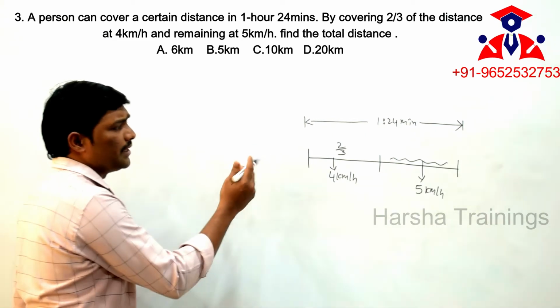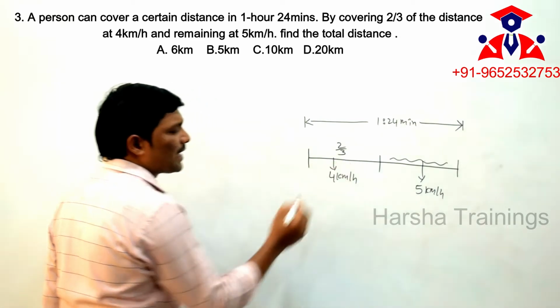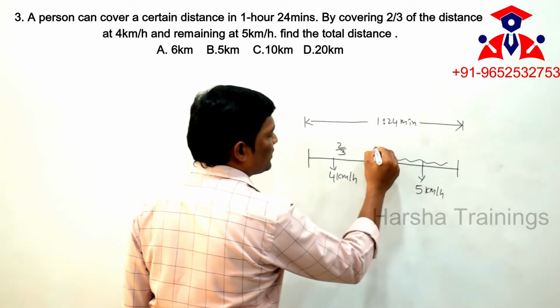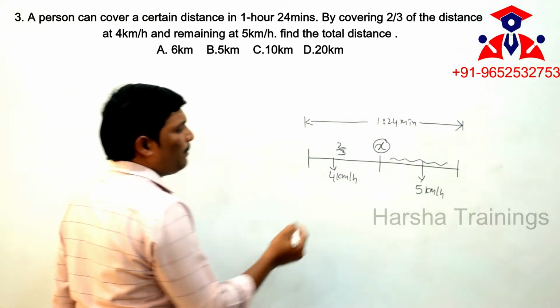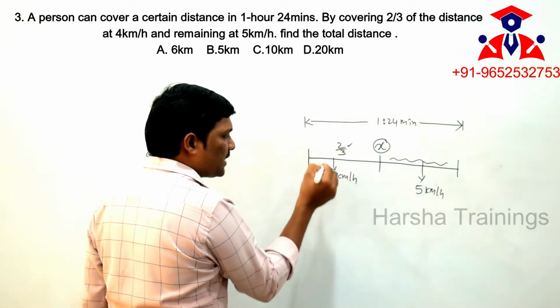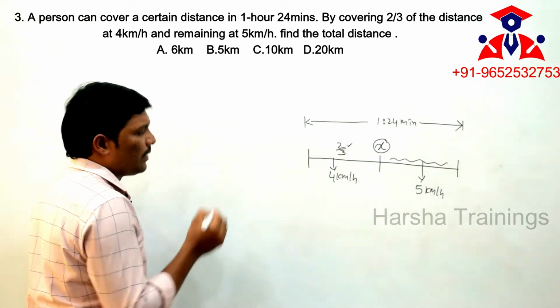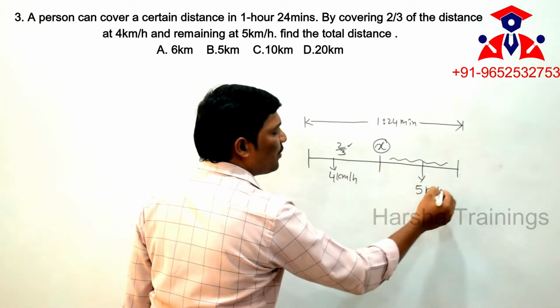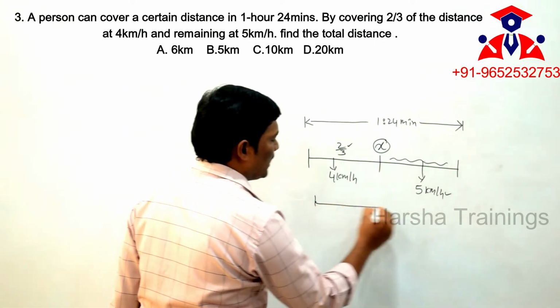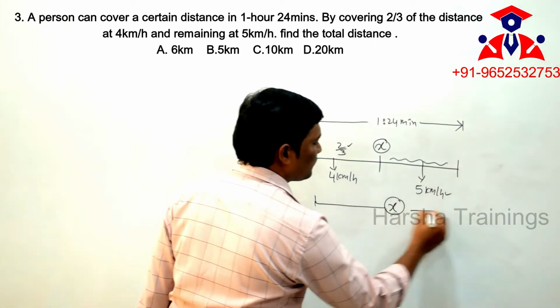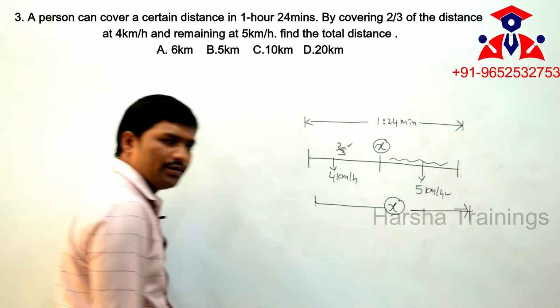Look at the diagram, guys. A person can cover a certain distance. The certain distance we don't know, so let it be x. He covers 2/3 of the distance with a speed of 4 km per hour and the remaining distance with a speed of 5 km per hour. Finding the total distance means finding the x value.